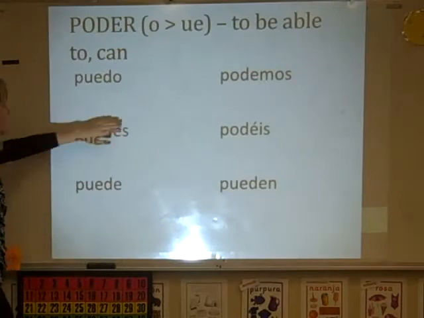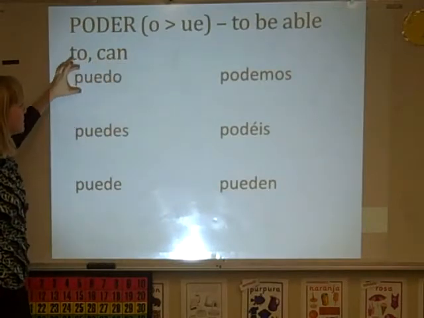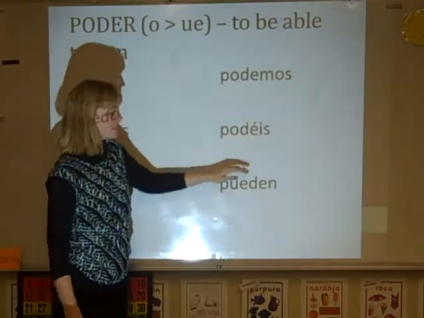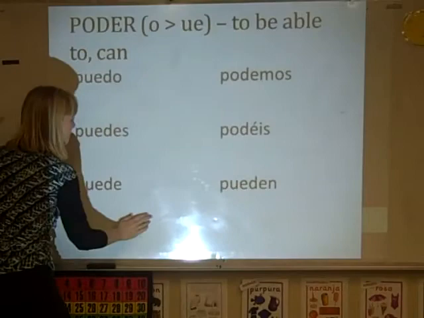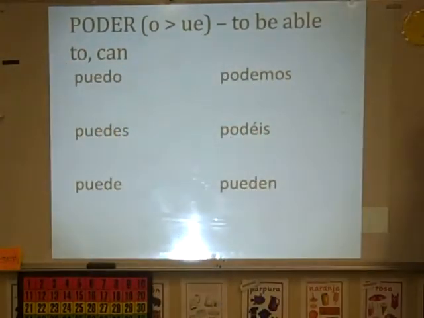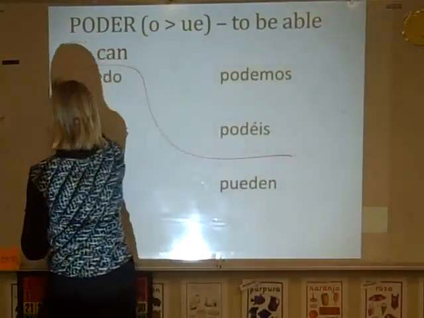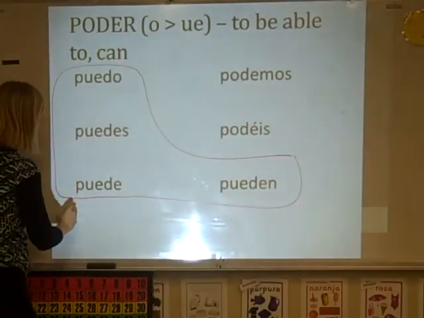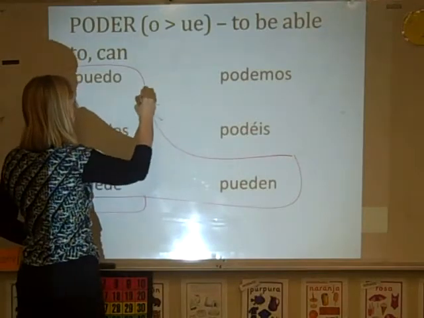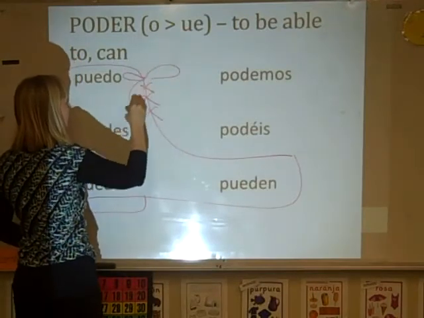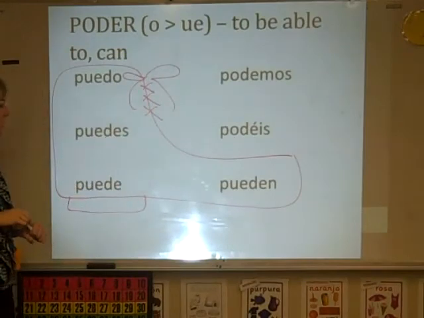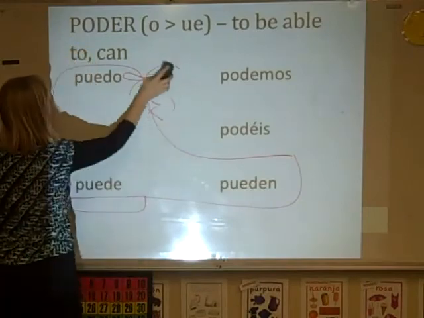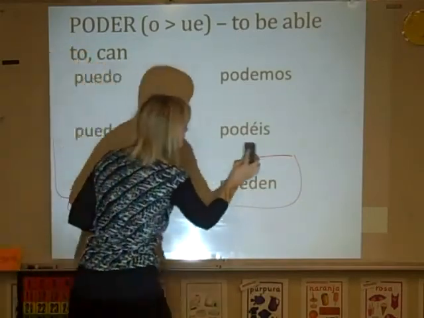So just like we've seen before, these follow the boot formation where the stem change occurs here, here, here, and here, and not here because this is outside of the magic boot. Okay, I'm going to draw the boot. Okay, so that's the boot. Remember? And all stem changing verbs are going to follow this pattern. Inside the boot, outside the boot. Let's look at some more examples.